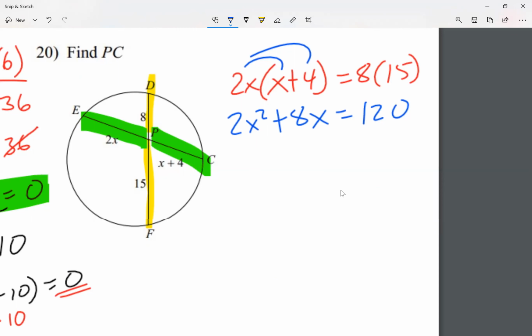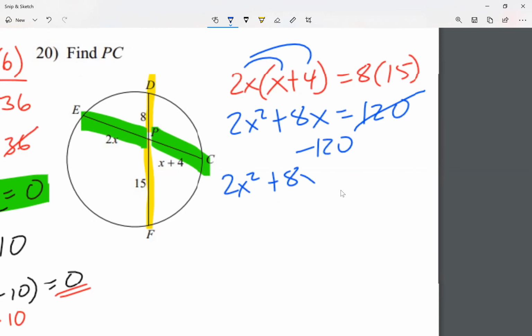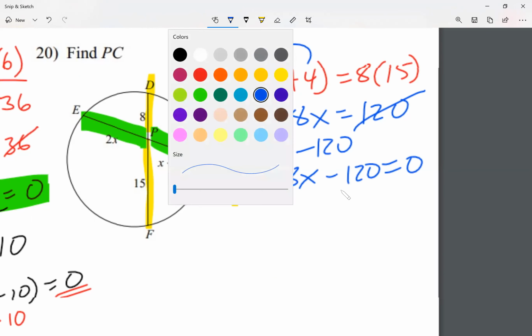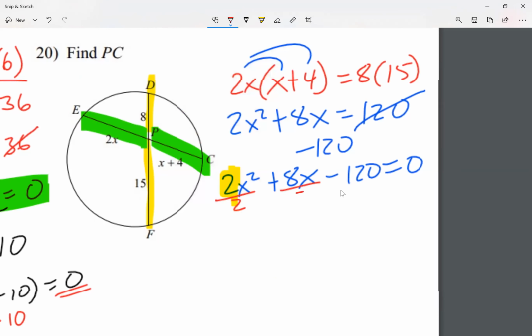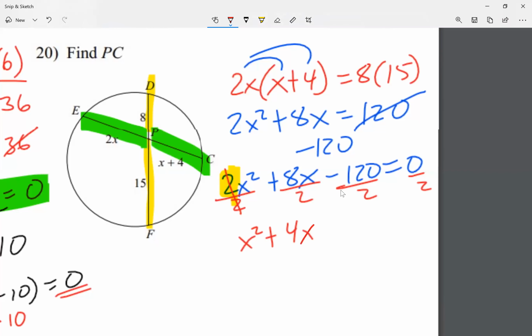I want the right side equal to 0. So my plus 120, let me move it over. So I have 2x squared plus 8x minus 120 is equal to 0. I need my first number to be a 1, and it's not a 1. It's a 2. Let me divide everything by 2, because 2 divided by 2 is going to give me 1. So it's going to give me x squared plus 4x minus 60 is equal to 0. 0 divided by 2 is still 0.